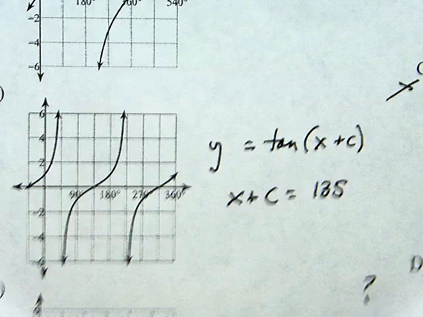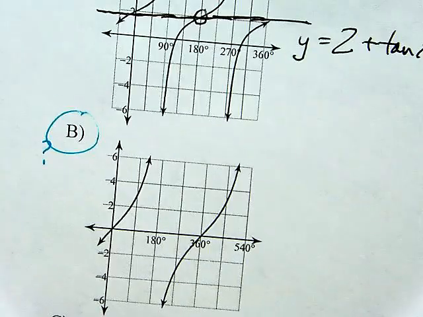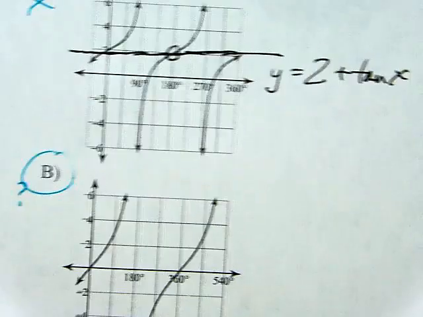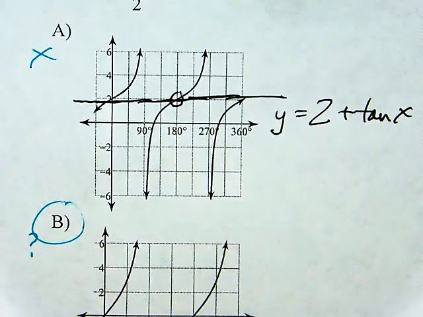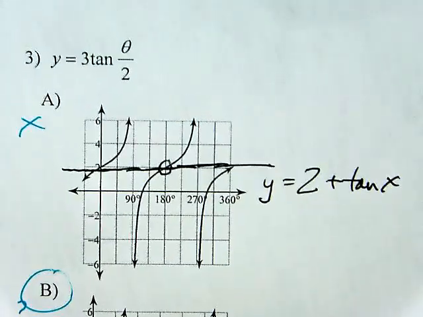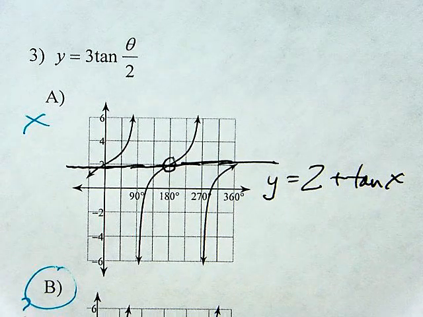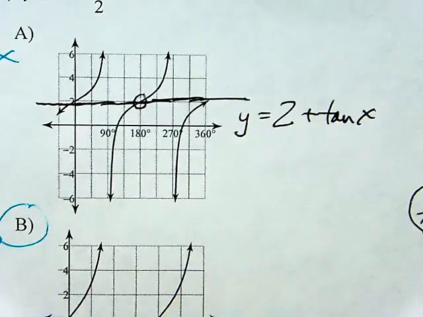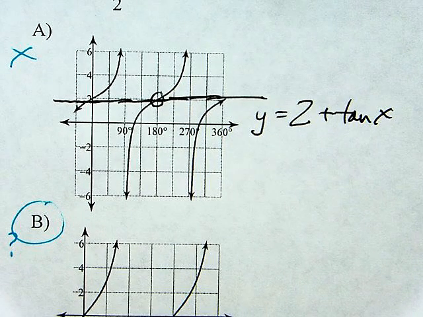It can be instructive to go back to some of the graphs that were the wrong answer and figure out what the correct formula should have been. For example, if we go back to 3a here, we'll find out that this is actually a graph of the equation y equals 2 plus the tangent of x. Well, how did I figure that out?